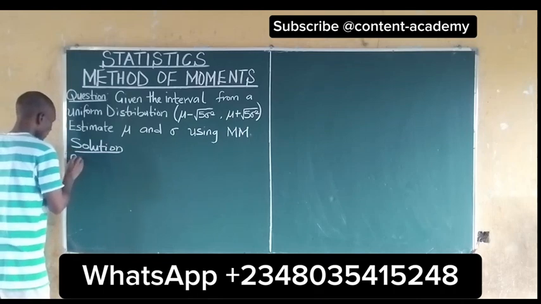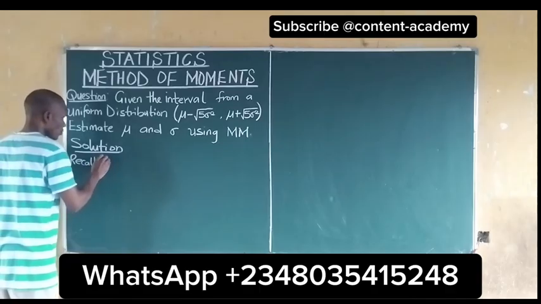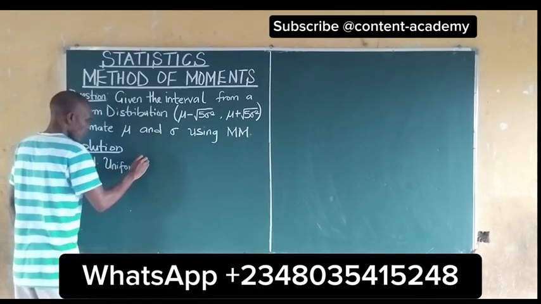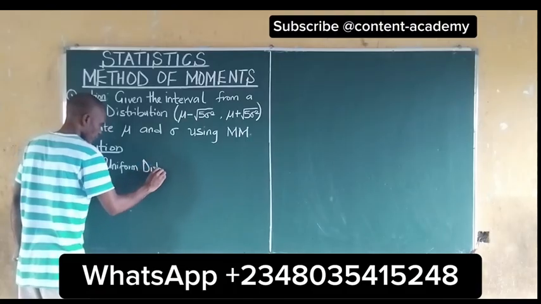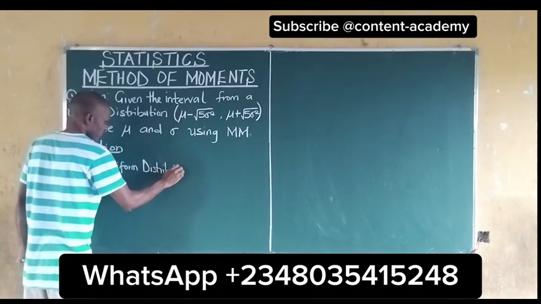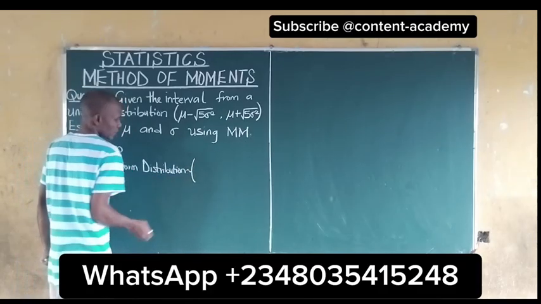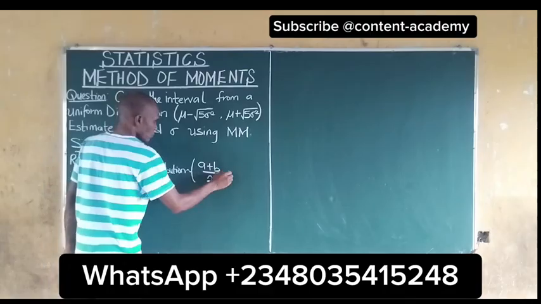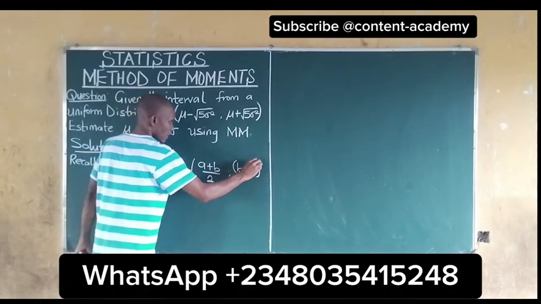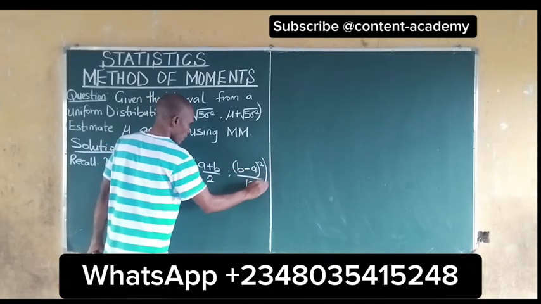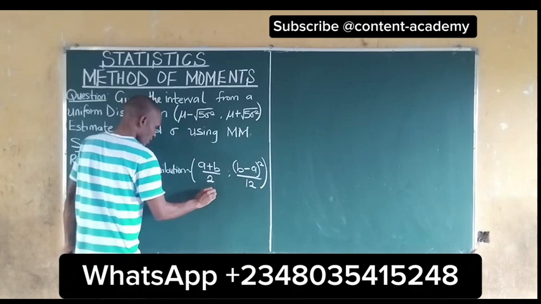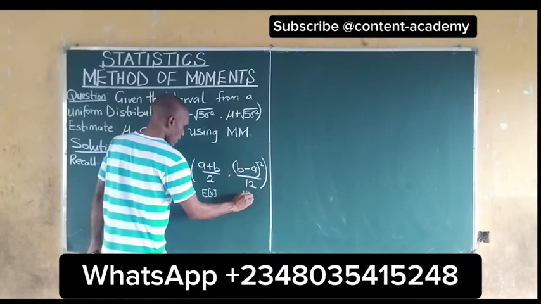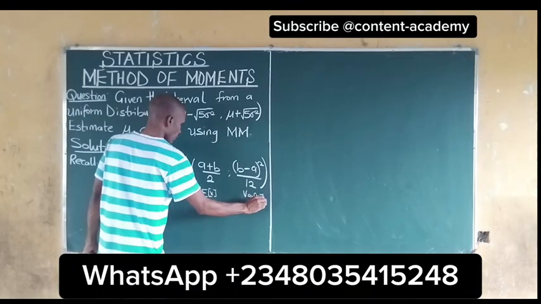We recall that from the uniform distribution, it follows that (a plus b) all over 2 and (b minus a) raised to the power of 2 all over 12, where this is known as the expected value of x and this is known as the variance of x.